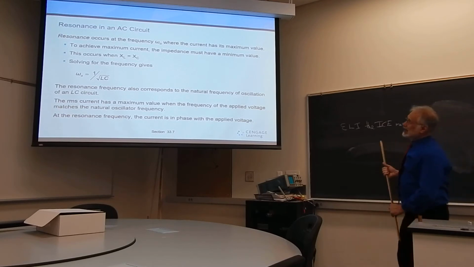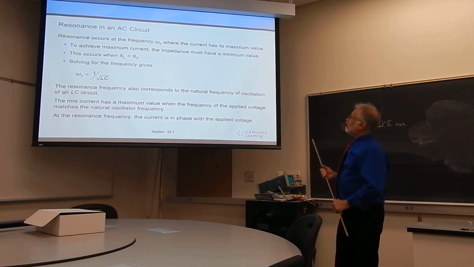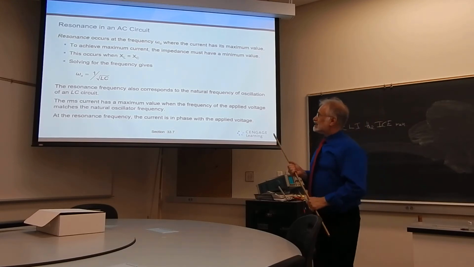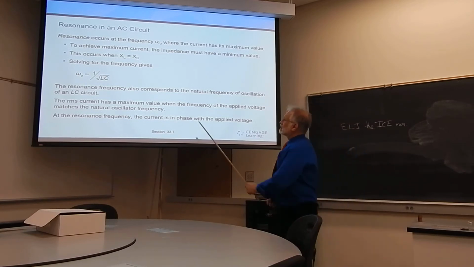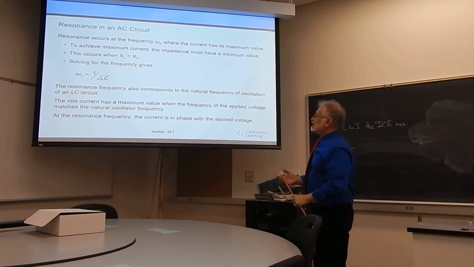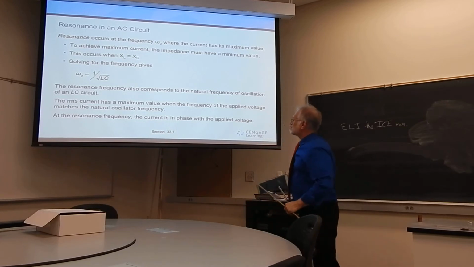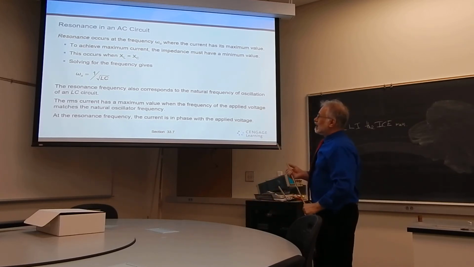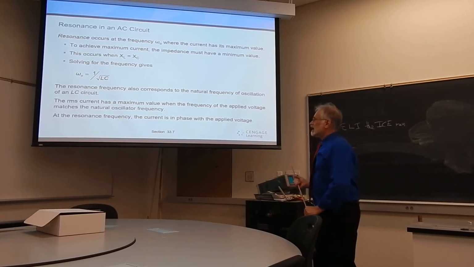We can also talk about resonance in an AC circuit. We talk about a resonance frequency omega naught where the current has its maximum value. And that's going to occur when the capacitive reactance is equal to the inductive reactance. That frequency then would be equal to 1 over the square root of LC. And of course, as you might remember, 1 over square root of LC corresponds to the natural frequency of oscillation of the LC circuit. We studied that in the last chapter.